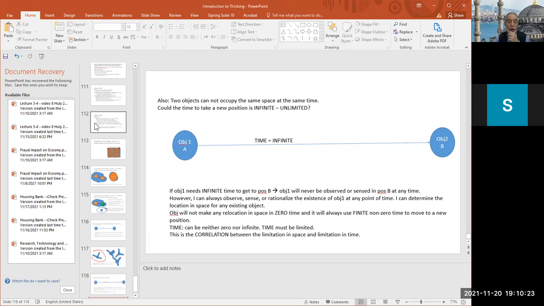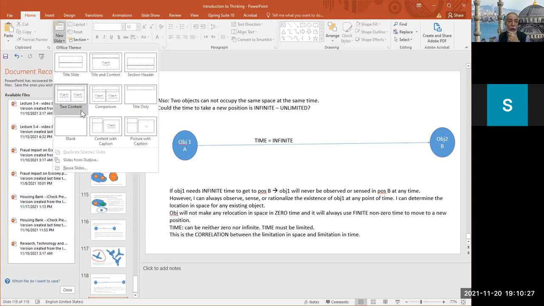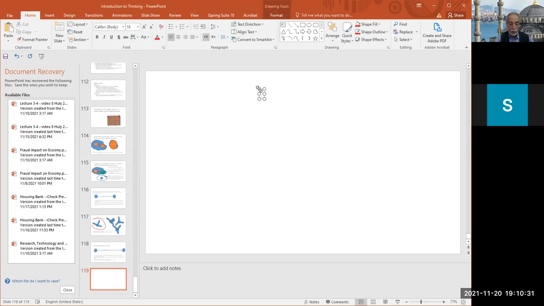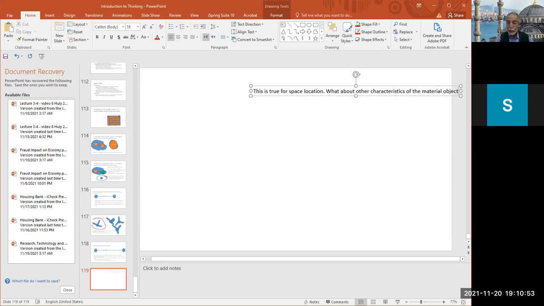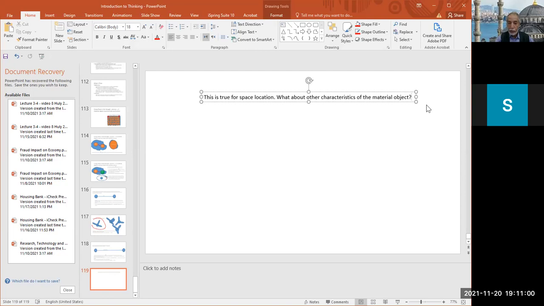But before I conclude this subject, I may raise the question myself. Okay, then I say this is fine. This is true for space location. Okay, what about other characteristics of the matter, the material object? Because a material object can change many things while it's not moving. For example, an object changes color without moving. So there is a change in color.